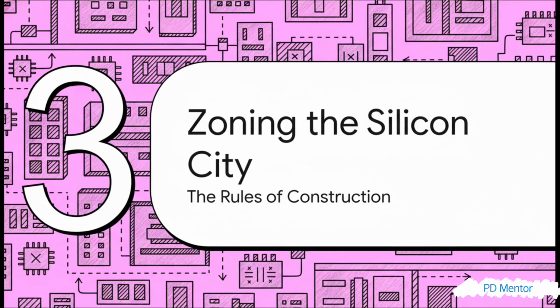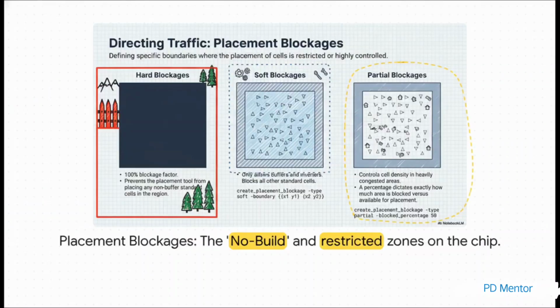But hold on, this city isn't just built at random. Just like a real city, our Silicon City has a very strict set of zoning laws. These are rules that tell the planner exactly where it can and cannot build certain things. And following these rules is absolutely crucial. These rules often come in the form of placement blockages, which are basically no-build zones. A hard blockage, for example, is like a protected park. You are absolutely not allowed to place standard cells there, period. A soft blockage might be a bit more lenient.